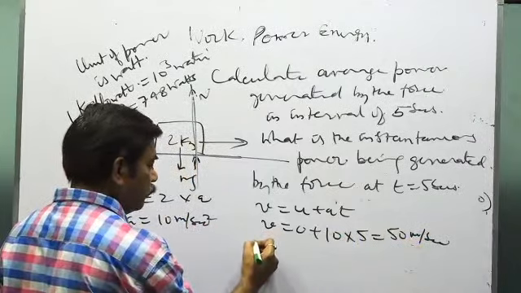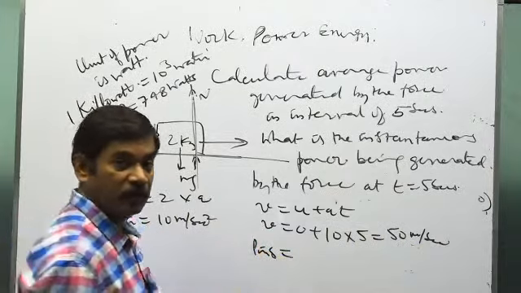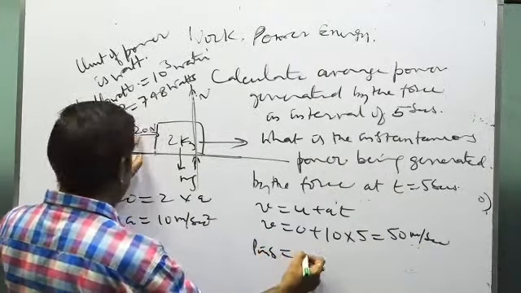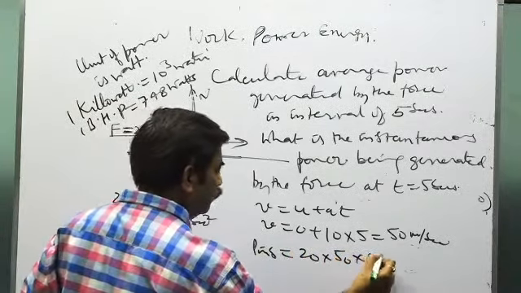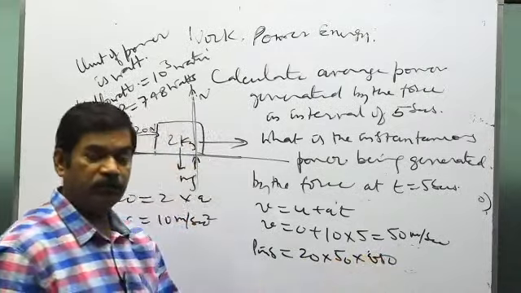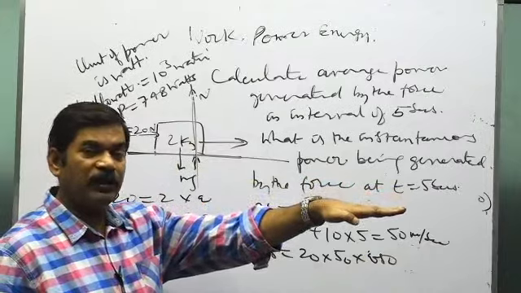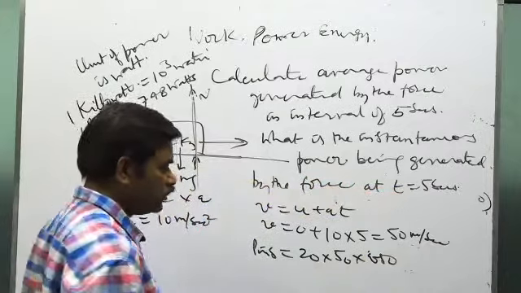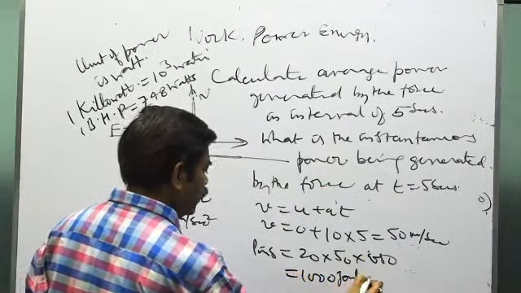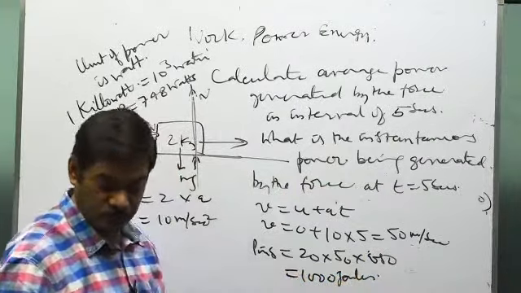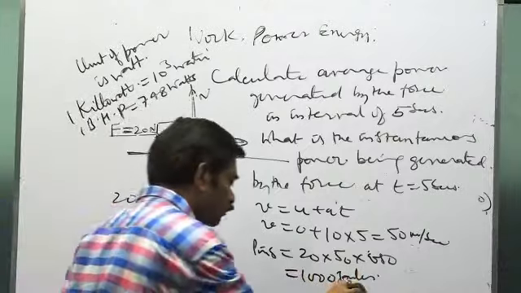Now the instantaneous power becomes F into V into cos of the angle between them. Force F is 20, velocity is 50, angle is 0, so cos of 0. In the direction in which you have applied the force, obviously the body will gain velocity in that direction only. So cos 0 is 1. That becomes 1000, so this is the power: 1000 watts.